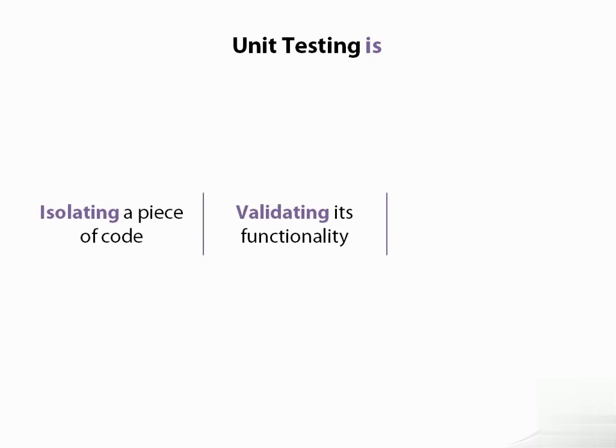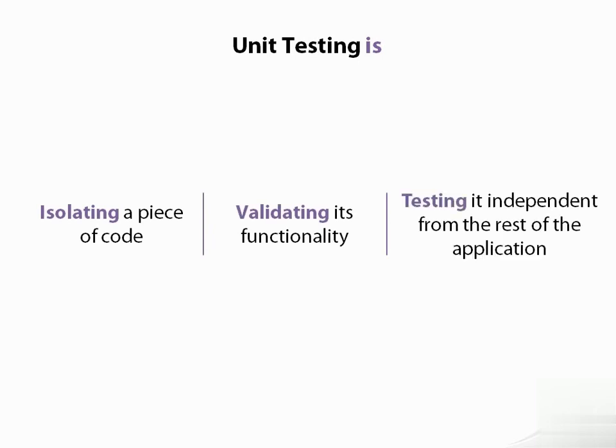Unit testing involves isolating a piece of code and validating its functionality by testing it independent from the rest of the application. So the idea behind unit testing is to break the application into small pieces or units and test them by writing code that validates the operation of each unit.